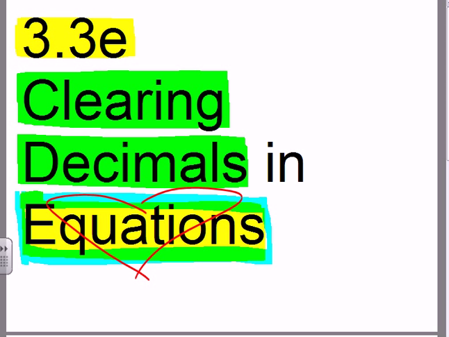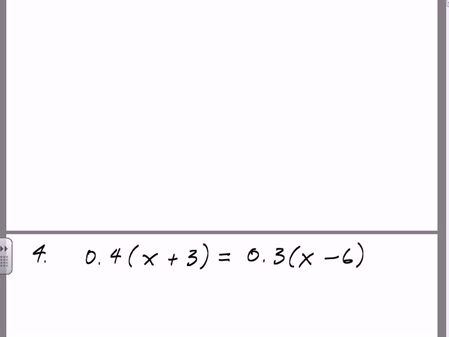Okay, in 3.3e we are clearing decimals, and just like fractions, you can only clear these decimals when you have equations, and that's why we love equations. Okay, please notice.